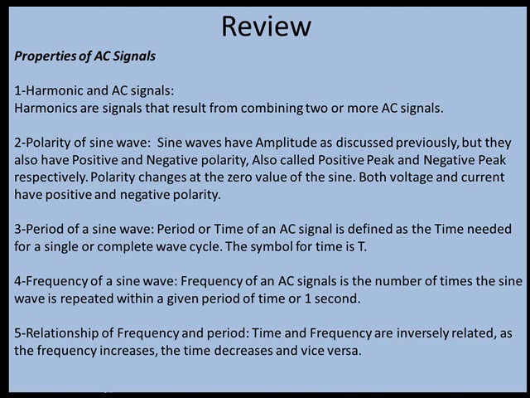The period of a sine wave, or time, is defined as the time needed for a single cycle to be completed. The symbol for time is T. All right, and the frequency of an AC signal is the number of times the sine wave, or sinusoidal wave, is repeated within a given period of time, essentially 1 second. And then we finally talked about the fact that frequency and time are inversely related, and that is, as frequency increases, the time required for a full cycle decreases, and vice versa. All right, that is lecture number 8 on the properties of AC signals.